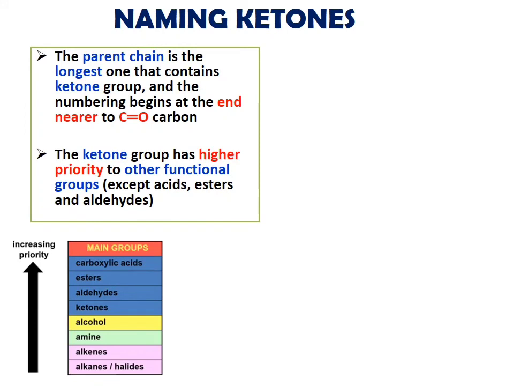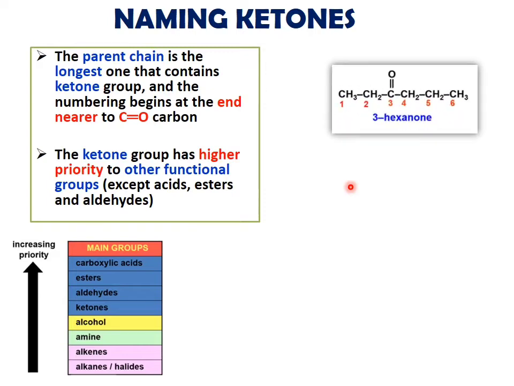Okay, next we look at naming ketone. Same like aldehyde, we need to find the longest carbon chain that contains C double bond O. But now the C double bond O in ketone is not at the end. Right? So you need to find the longest carbon chain that contains the ketone group, and numbering must begin at the end nearer to the C double bond O carbon. Like this. Okay? So for example, we have this compound.